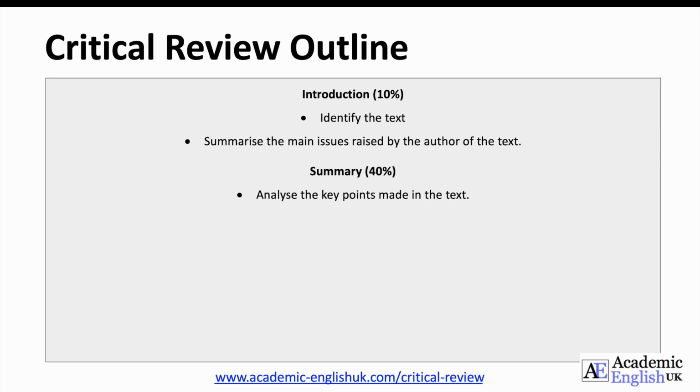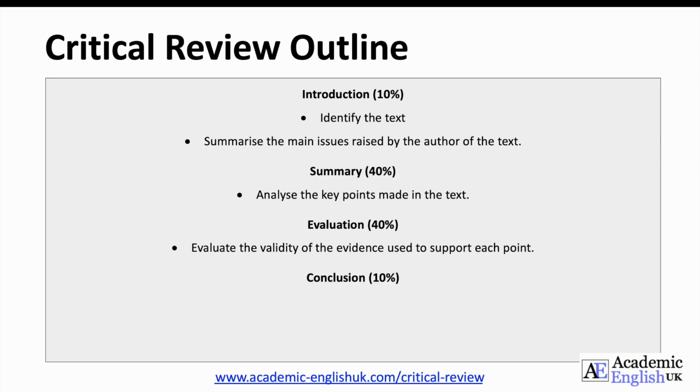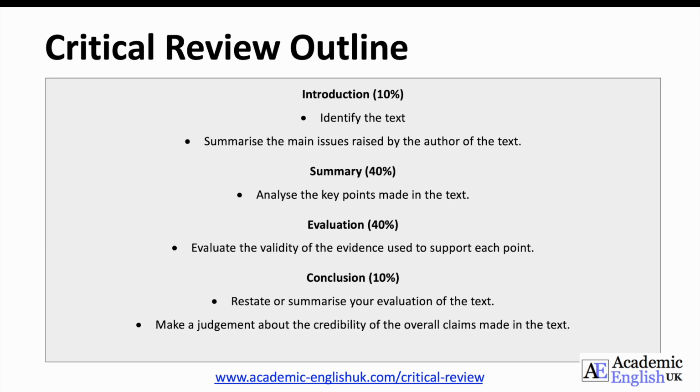Here, you may not be able to include all the points, so you will have to be selective. The evaluation should be a similar size to the summary at around 40% of the word count and should evaluate the validity of the evidence used in the text. It's important to point out that this should include the strengths and the limitations. The final section should be the conclusion of about 10% word count. This should restate or summarize your evaluation of the text and make a judgment about the credibility of the overall claims made. You should also make a recommendation on what is needed to improve the claims.